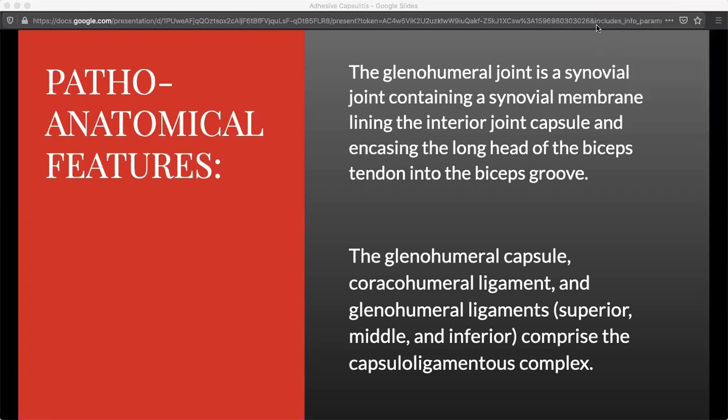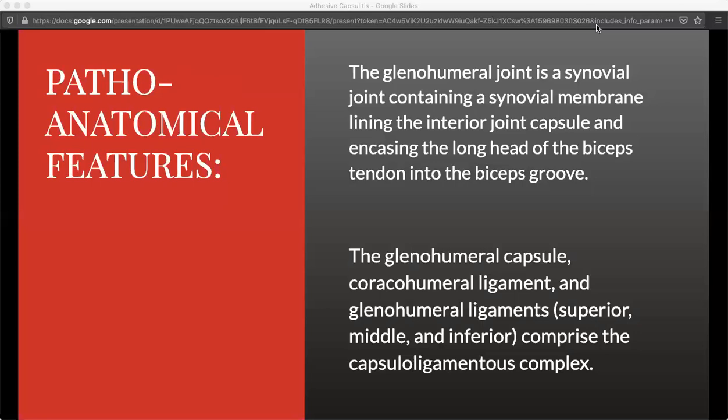As you know, the glenohumeral joint is a synovial joint containing a synovial membrane lining the interior joint capsule, and it encases the long head of the biceps tendon, right? So into the biceps groove. So it surrounds the joint. It inserts onto the humerus, starting superior to the lesser tuberosity and the surgical and anatomic necks, and then from the coracoid and glenoid rim through the labrum and the glenoid neck.